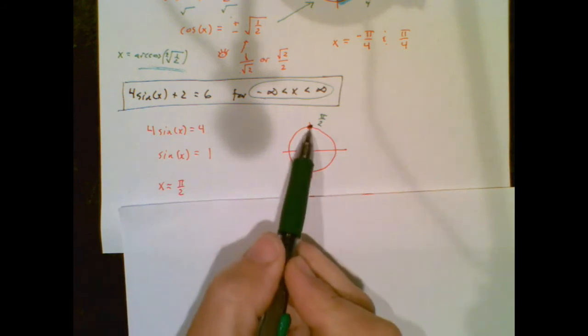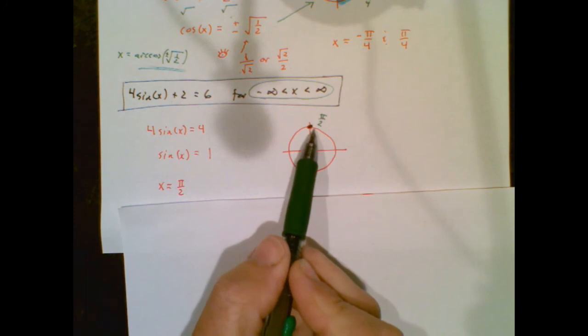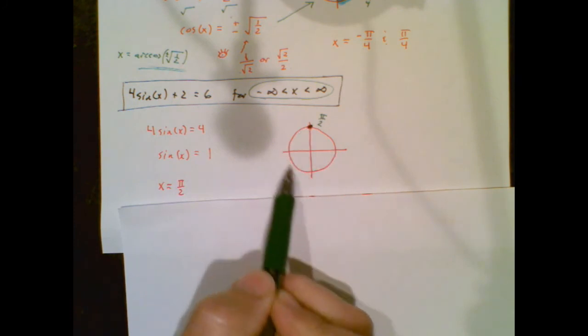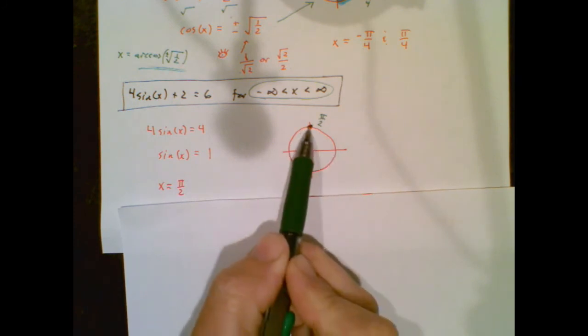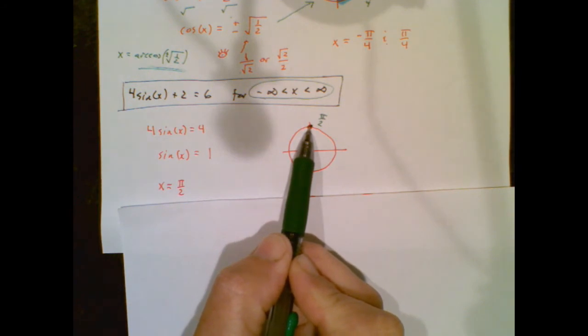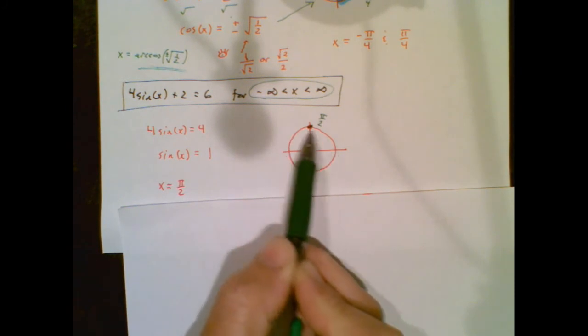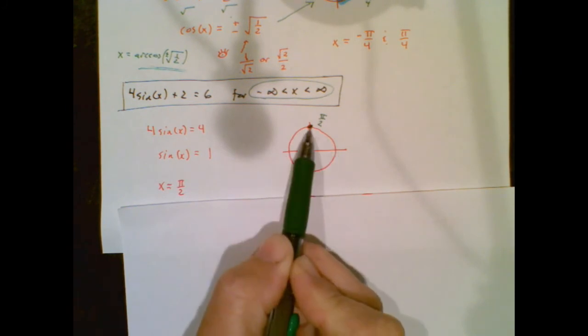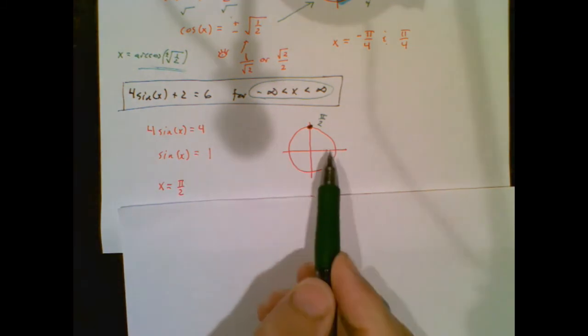So that's kind of your base answer, but the deal is pi over 2 is one of the answers, but what if I took another lap around the unit circle? Now I would be at pi over 2 plus an additional 2 pi. If I took another lap around the unit circle, it would be pi over 2 plus an additional 4 pi. And as you figure, you can keep going forever and ever.